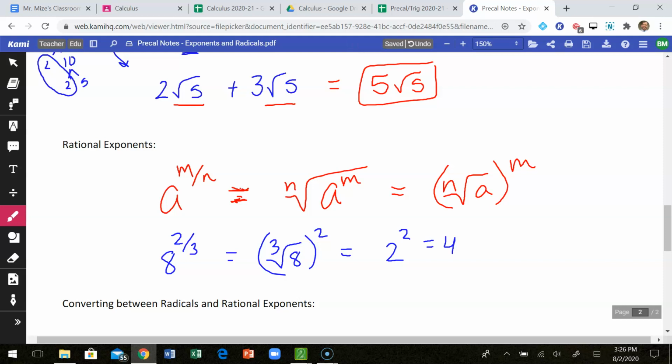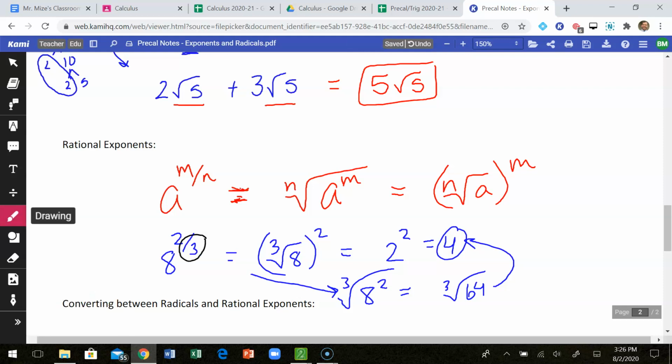If I wanted to, I could do the power first. So I could do 8 to the 2nd power, and then do the cube root of that. I'm going to get the same thing. So that would be the cube root of 64, which would also be 4. Okay. My suggestion, again, is if I'm dealing with rational exponents, I like to take care of the root first. Because if I do that, I would much rather do 2 to the 2nd power than the cube root of 64, right? I'm going to be dealing with smaller numbers, and I should be able to do that in my head a little bit better if I do that first.